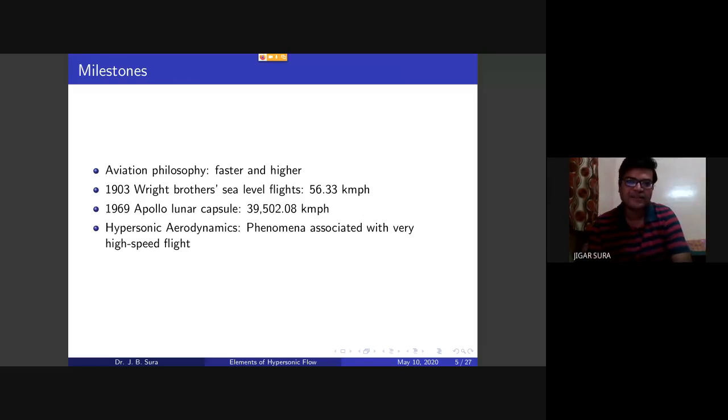Now, when we talk about hypersonics, it is associated with very high speed flight. It is not a new thing. It started in the 50s, when we started talking about high speed rockets that were able to launch satellites, and then Apollo missions, lunar missions, and the space shuttle after that. Whenever any object enters the Earth's atmosphere from outer space, it reaches hypersonic speed within some seconds. Remember this.